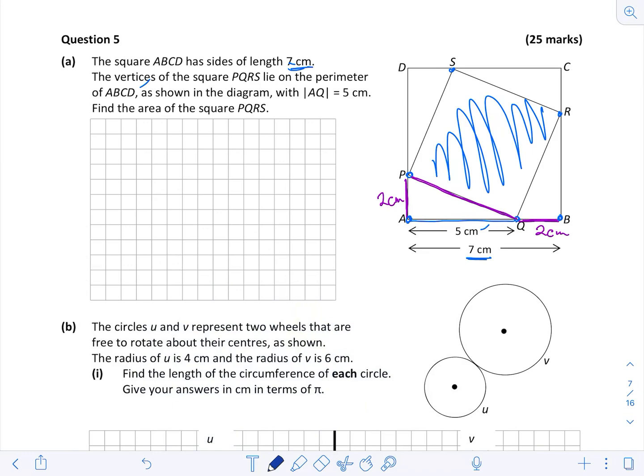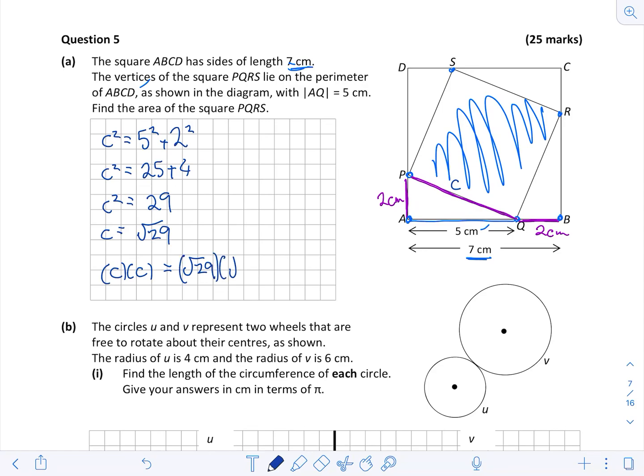So it's going to be C. So C squared will equal 5 squared plus 2 squared. So C squared is equal to 25 plus 4. So C squared is equal to 29. So C by itself is equal to the square root of 29. But that's one of the sides of the square. So to find the area of PQRS, we go C times C, which is equal to the square root of 29 by the square root of 29, into a calculator, and that will give you 29.